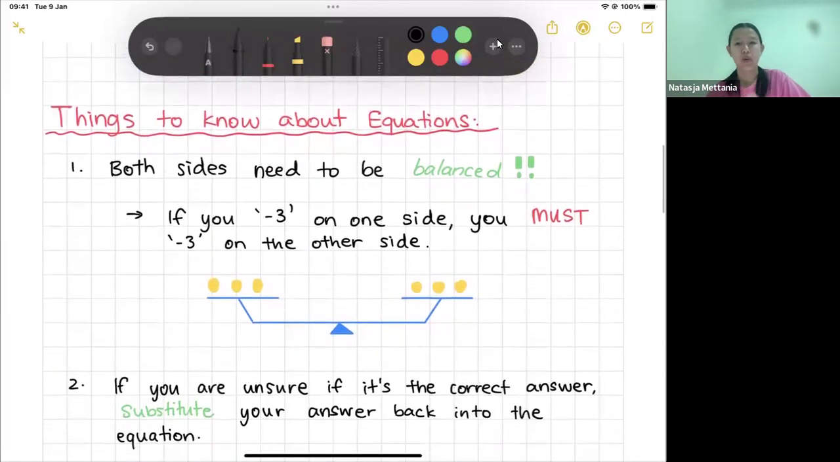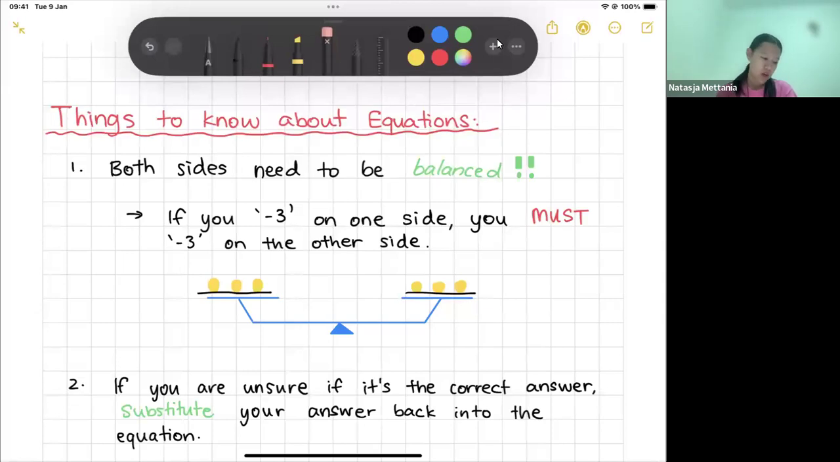Things to know about equations. The first thing is that both sides need to be balanced. So let's say, for example, if you minus 3 on one side, you have to minus 3 on the other side of the equal sign. Okay, if I have 3 circles here, looking at my balancing scale, if I've got 3 circles on one side, then I must have 3 circles on the other side to make sure it's equal and balanced.